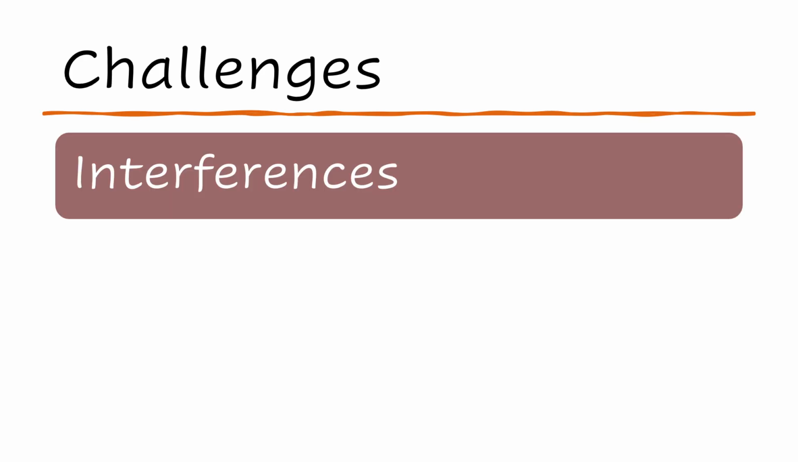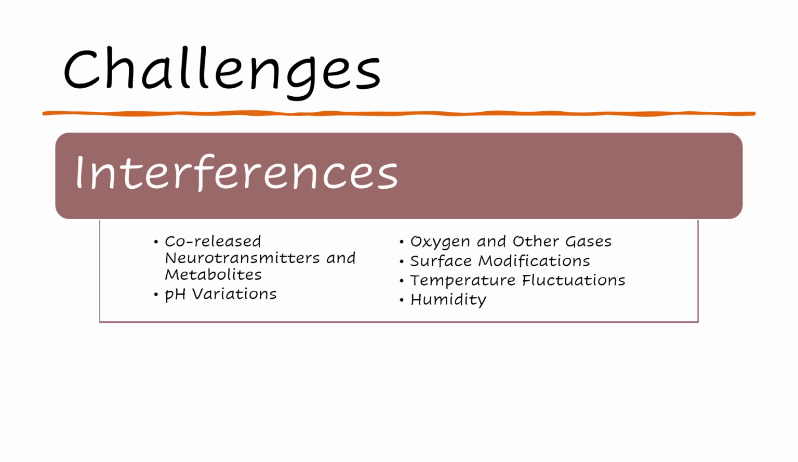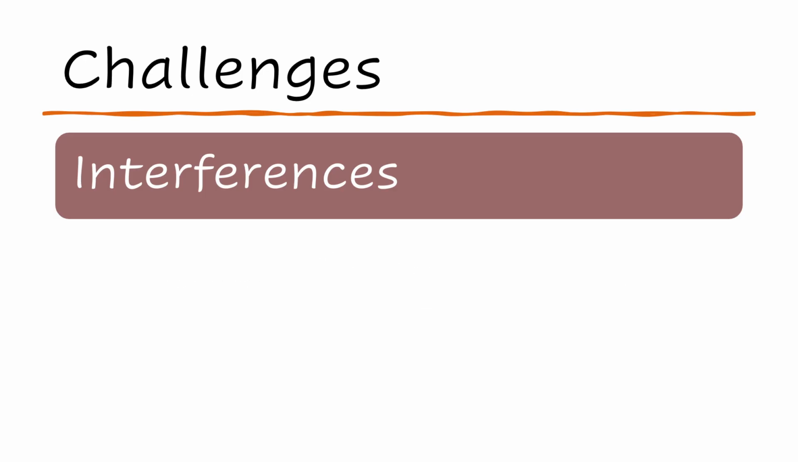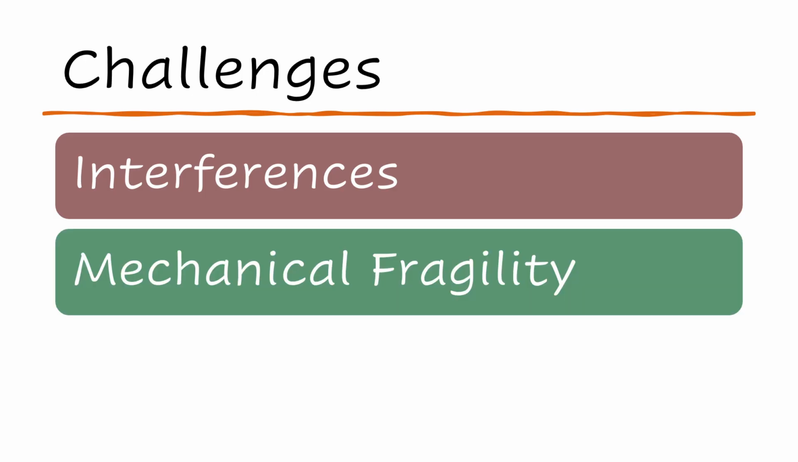Now we'll focus on the challenges associated with carbon fiber microelectrodes. Interferences are a major struggle that can affect their performance, including but not limited to pH fluctuations, co-released electroactive species, and more. Managing these interferences is crucial to ensure accurate and reliable measurements. Next, carbon fiber microelectrodes are incredibly small and delicate, which can be a good thing, but also makes them prone to physical damage. This fragility requires careful handling and specialized equipment to maintain their integrity during use.